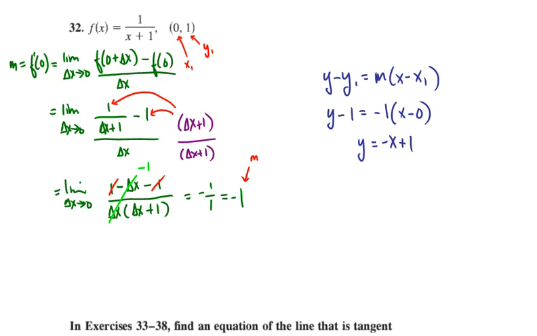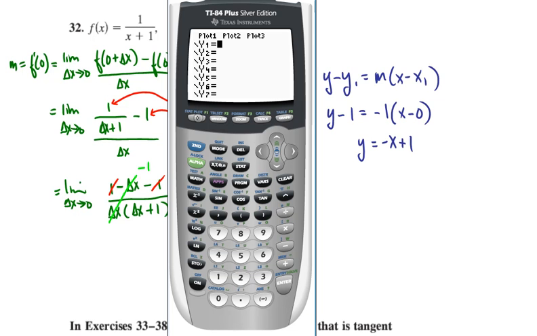So we'll demonstrate this on the graphing calculator. We start with y equals, we want 1 over the expression x plus 1, and that has to go in parentheses. Otherwise, there will be an error due to the order of operations. So we have 1 over x plus 1, and we're looking for this at the point (0, 1). We zoom, standard, and look at the graph.